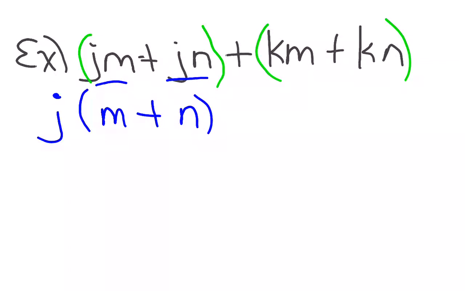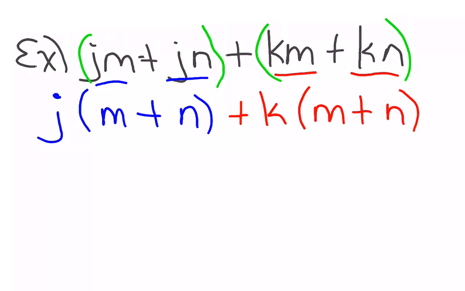Now let's look at the second group. We want to look at both terms and say what is common. In both of these terms, they each have a K. So we want to go ahead and pull that K out, factor it out. And if I pull a K from the Km, M is left. If I pull a K from the Kn, N is left. Now, we're successful in that part.